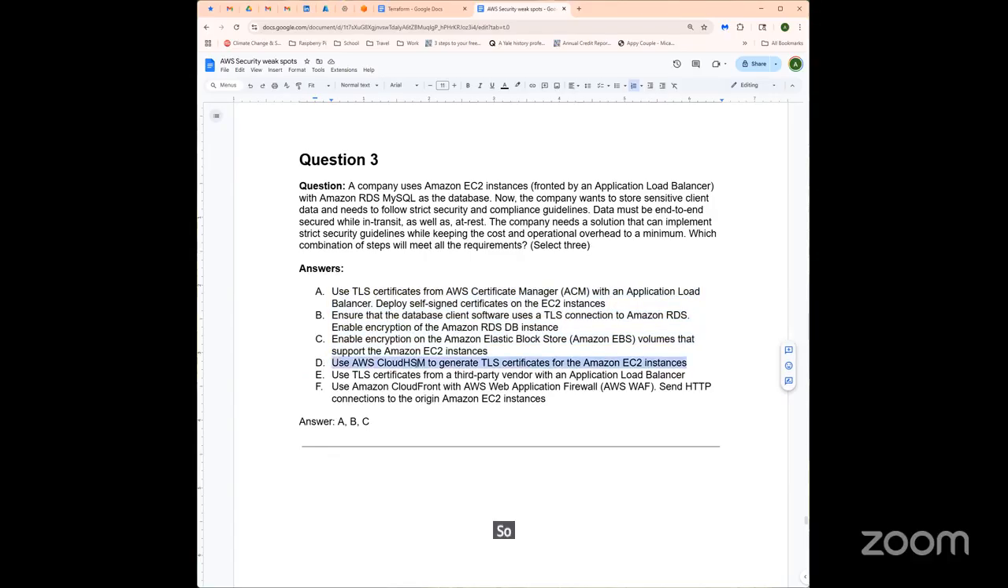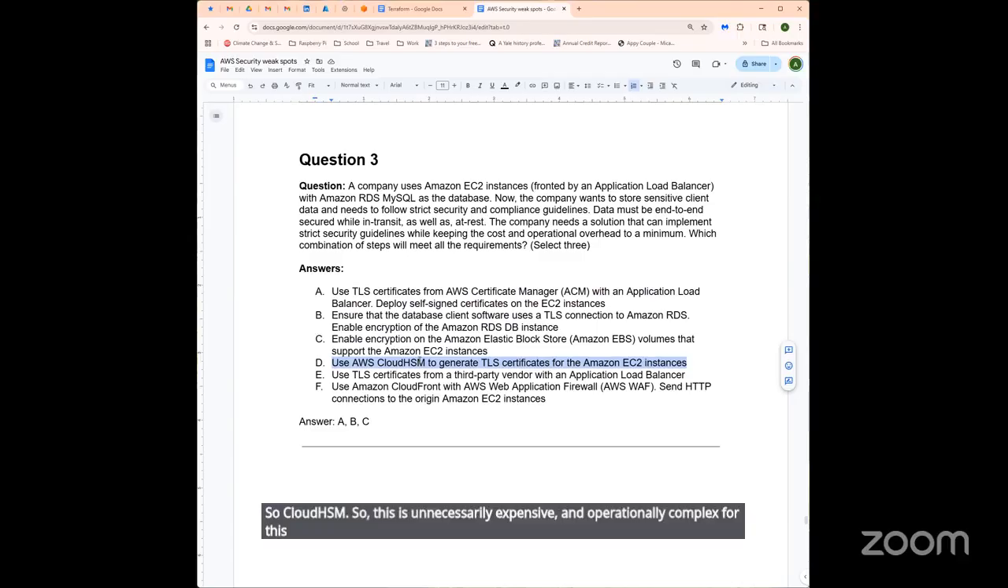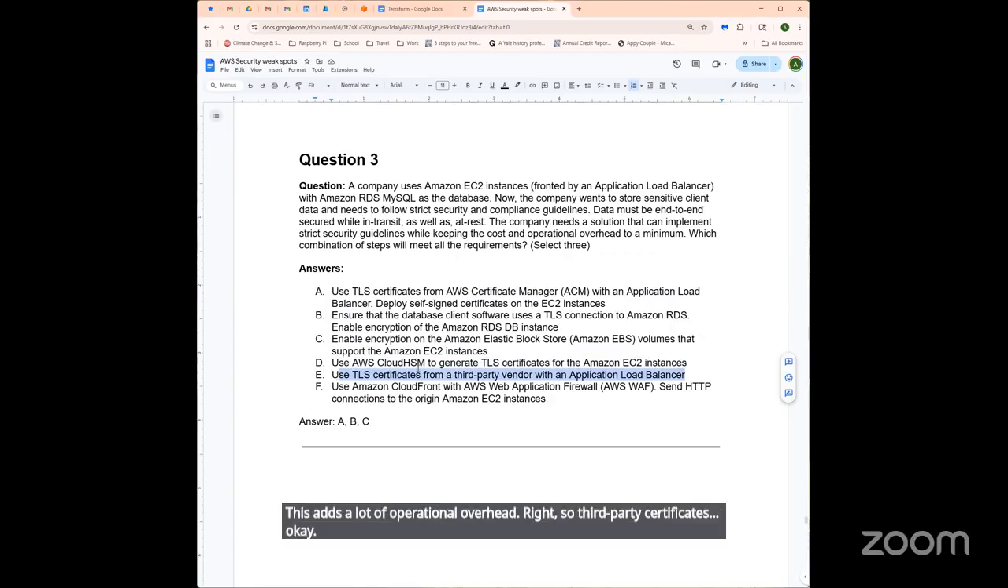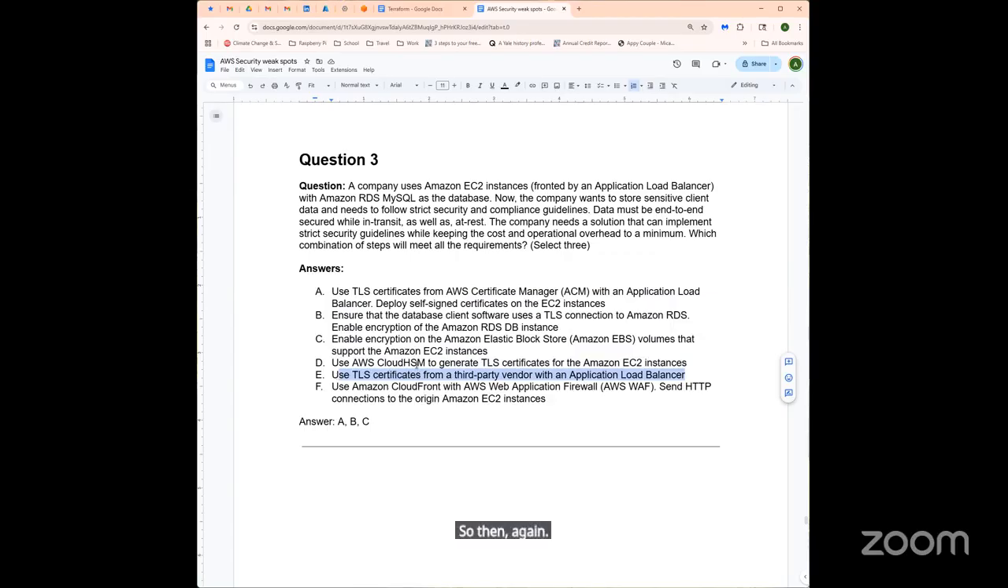So CloudHSM. This is unnecessarily expensive and operationally complex for this use case. You could do it, but this adds a lot of operational overhead. All right, so third-party certificates. Again, it is expensive. This adds operational overhead compared to AWS Certificate Manager.